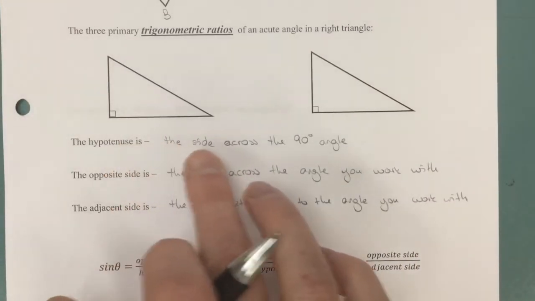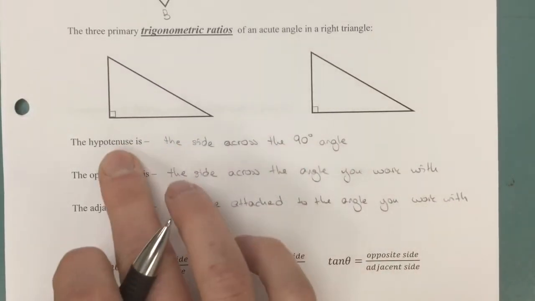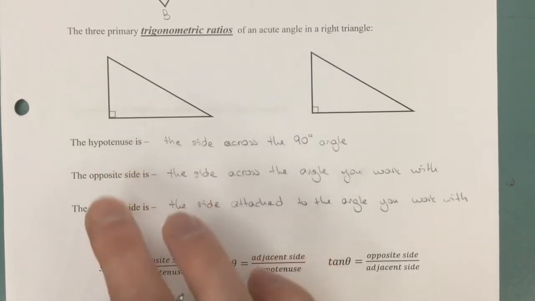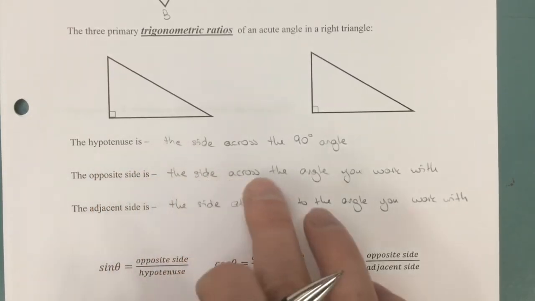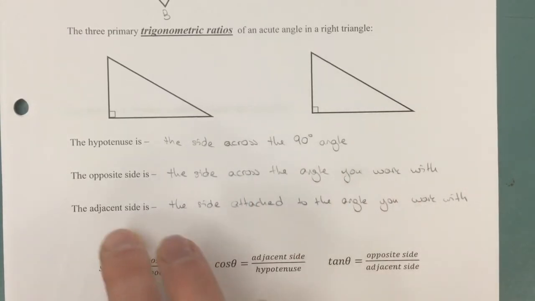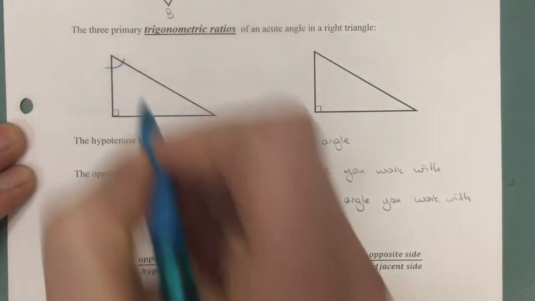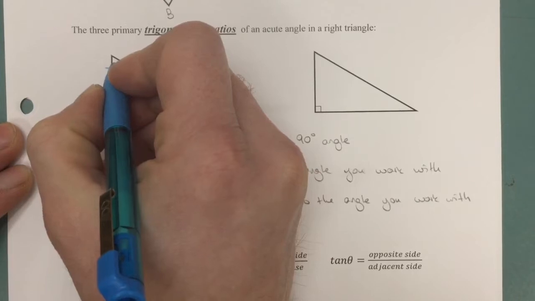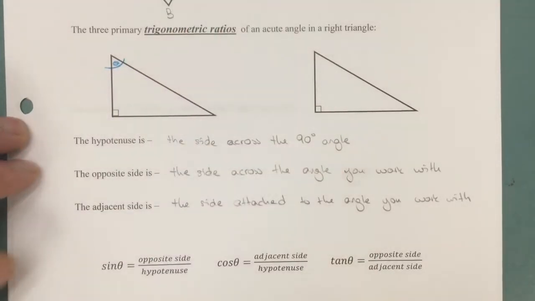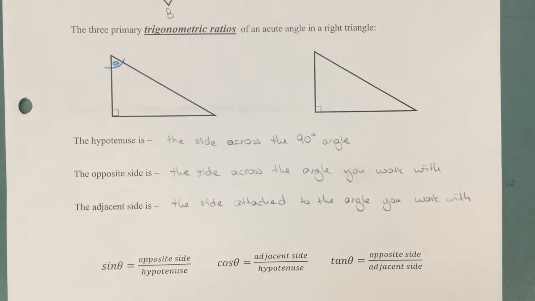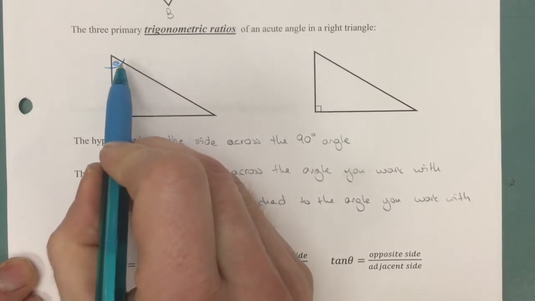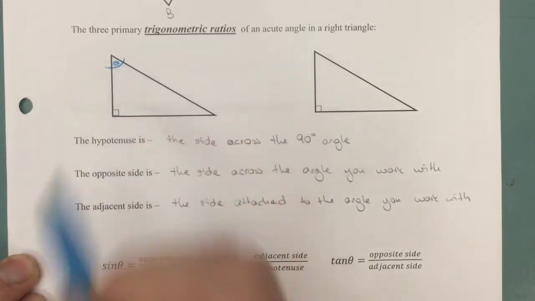So the hypotenuse is the side that is across the 90-degree angle. That's the first one that you should always be identifying. And then we have the opposite side, which is the side that is across the angle that you work with. And the adjacent side is the one that is attached to the angle that you work with. So let us say, for example, that you are working with this angle right here, and let's call that angle theta. And you will start hearing many of the Greek letters with angles, and theta is one of those. So let's say I work with this angle theta.